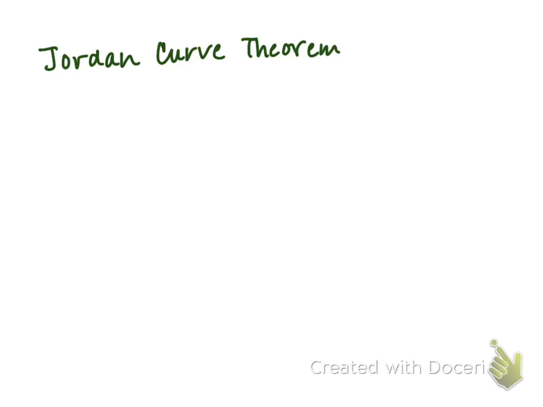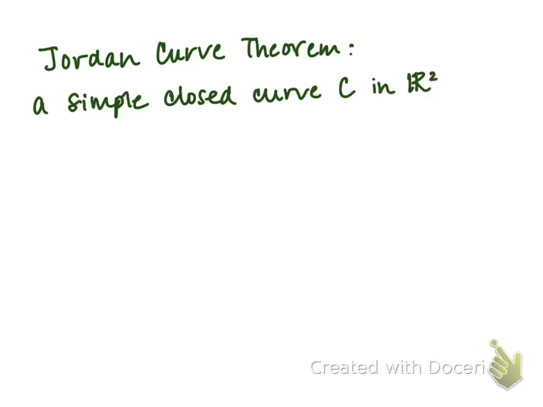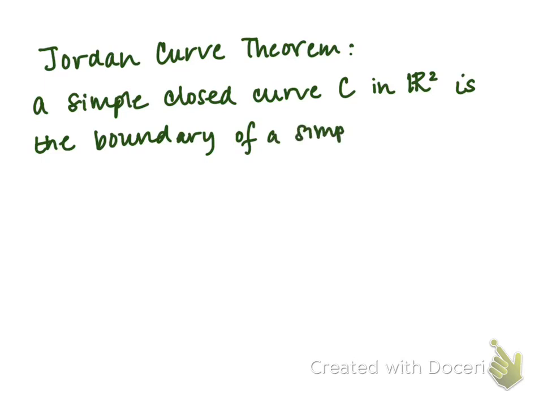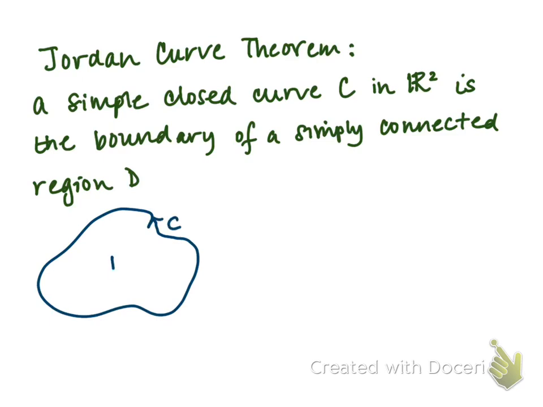The Jordan curve theorem says a simple closed curve C in R2 is the boundary of a simply connected region D. Or put very simply, no pun intended, the simple closed curve has an inside and an outside. There are two regions, right? So maybe it's very obvious, like in a case like this, here's my curve C and here's my region D.